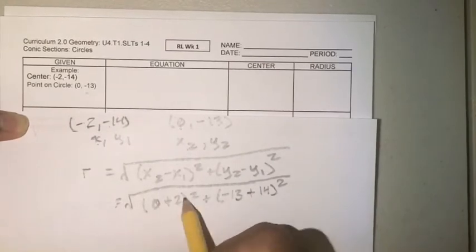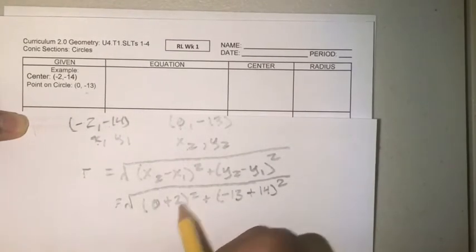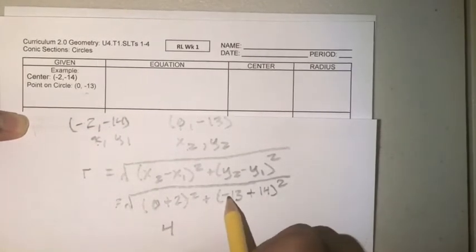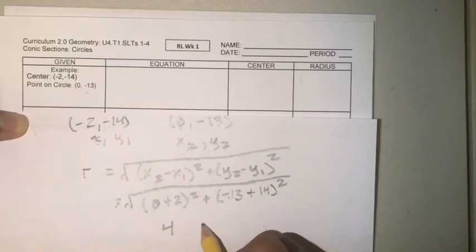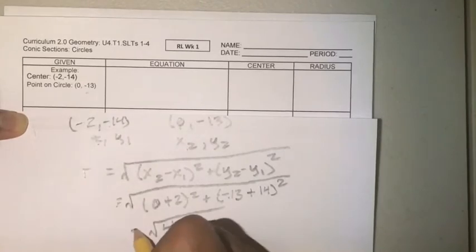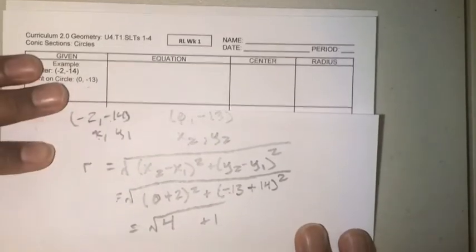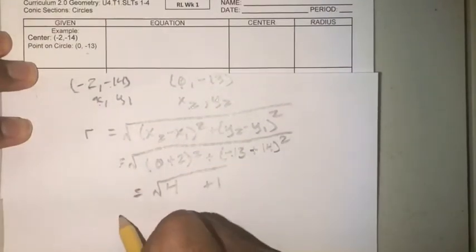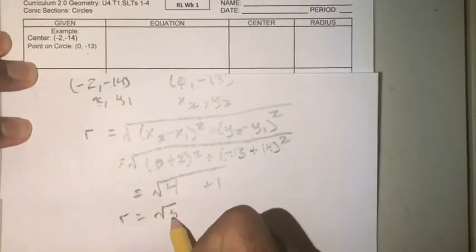Simplify within the parentheses and square. 0 plus 2 is 2, squared is 4. -13 plus 14 is 1, squared is 1. So then r equals the square root of 5.